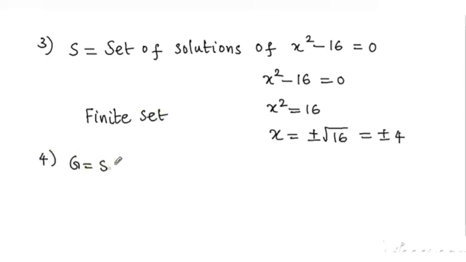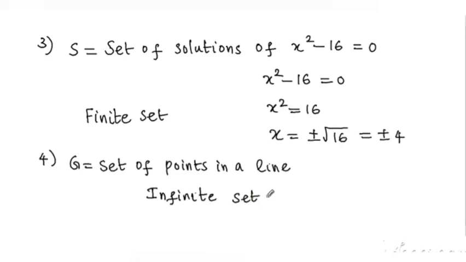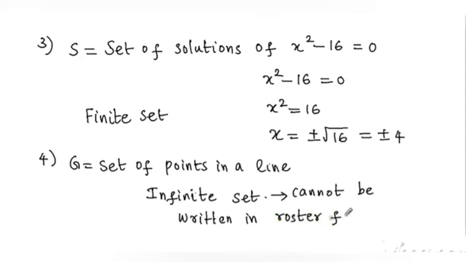Now consider another set, G = the set of points in a line. We know that there are infinitely many points on a line, and we cannot list all points, so that is uncountable, so it will be an infinite set. In this case we cannot write it in roster form, that means we cannot write an infinite set in roster form. That is true in general. We can take one more example. If you consider real numbers, we know that there are infinitely many real numbers, and we cannot list all of them, so it is true in general.